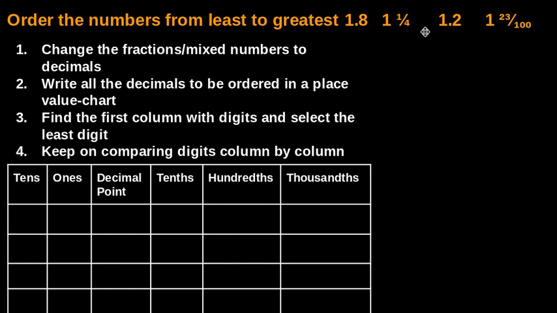Welcome back. So remember, the first step is to change your fractions into decimals or your mixed numbers into decimals. Now, 1 whole number 1 over 4 will give you 1.25 as a decimal. You should know how to do that by now, changing fractions or mixed numbers like this into decimals. And this one, 1 whole number 23 over 100, will give you 1.23 as a decimal.